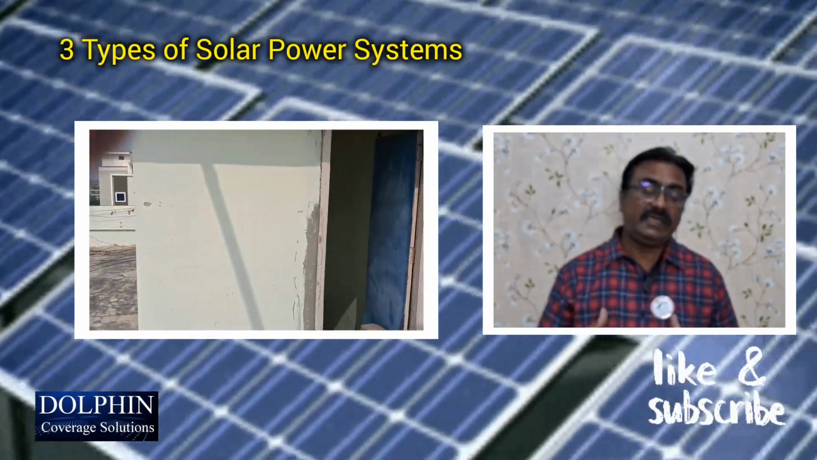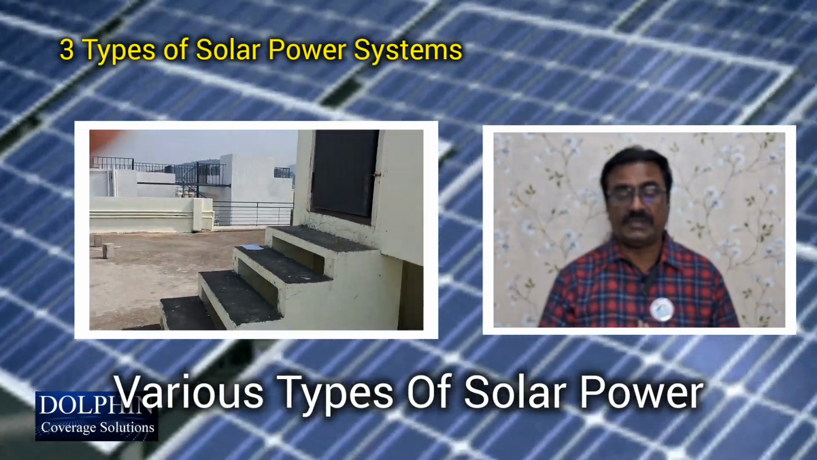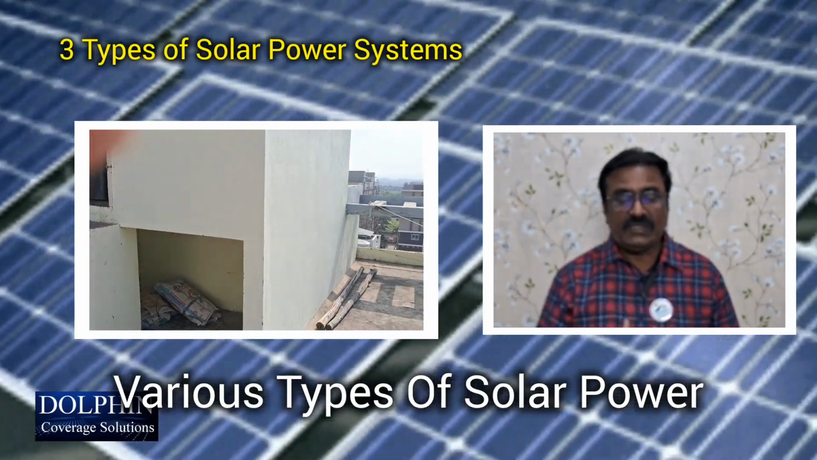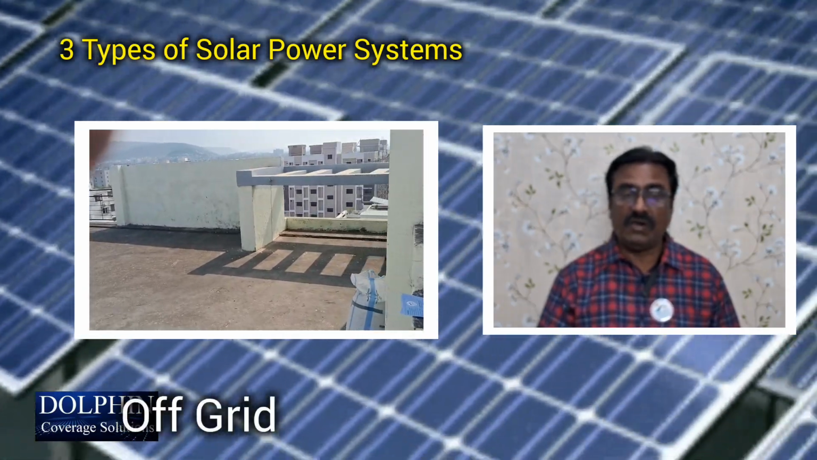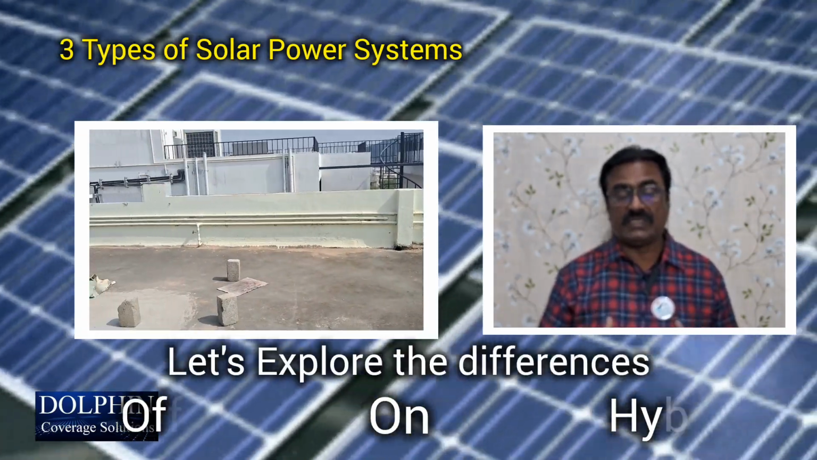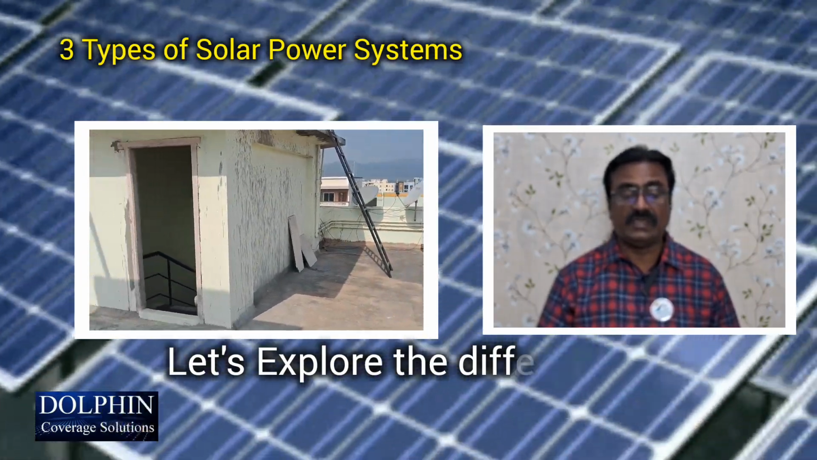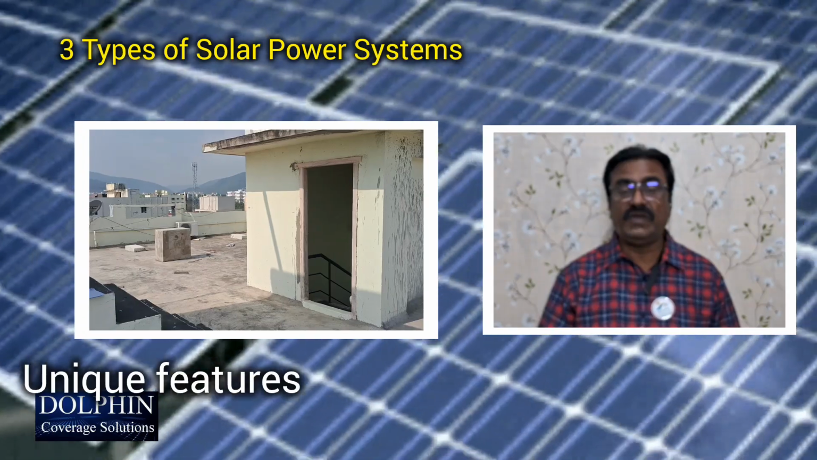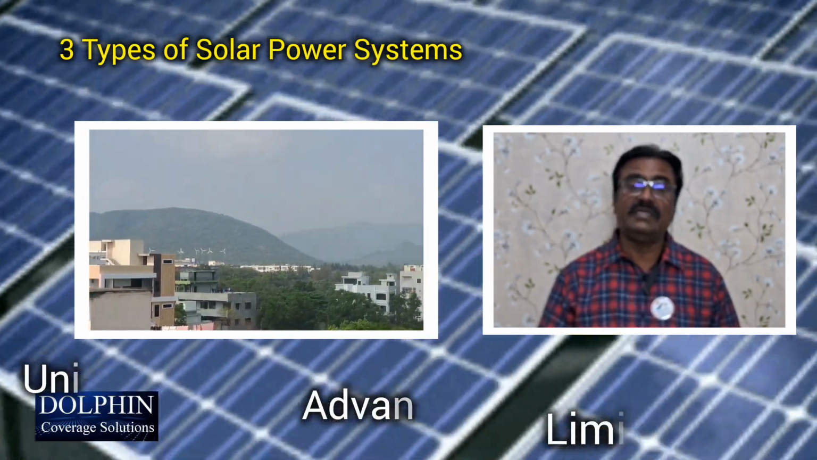Here is the detailed information regarding the various types of solar power systems, differentiating the features and limitations of off-grid, on-grid, and hybrid inverters. Today, we are going to explore the differences between off-grid, on-grid, and hybrid solar installations. Each type has unique features, advantages, and limitations, which we will discuss in detail.